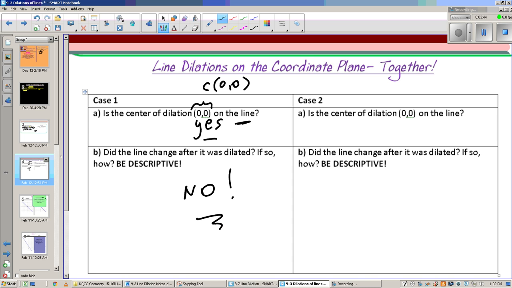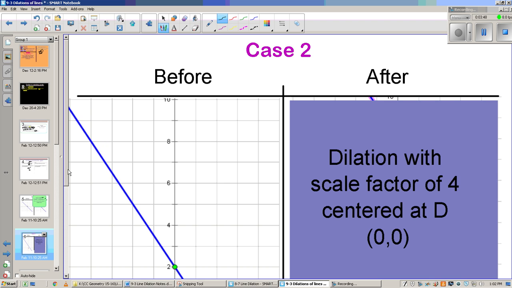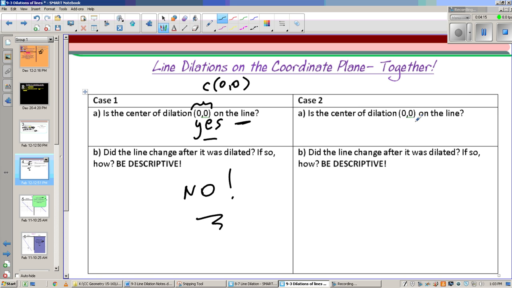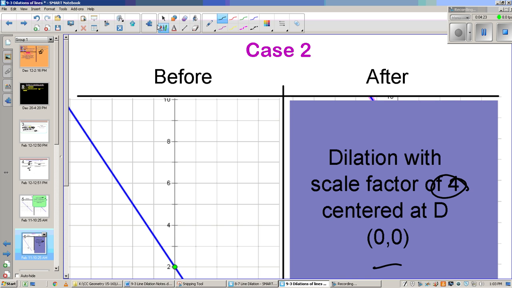Okay, let's take a look at the second case. Again, here the center is 0, 0. Here's my center, and there's a line. The scale factor is 4. Now the center of dilation, which is 0, 0, is not on the line, or the line does not go through the center of dilation. So we're going to say no, the center of dilation is not on the line. Now let's see what happens to the line. Let me move this out of the way so you can see what happened here.